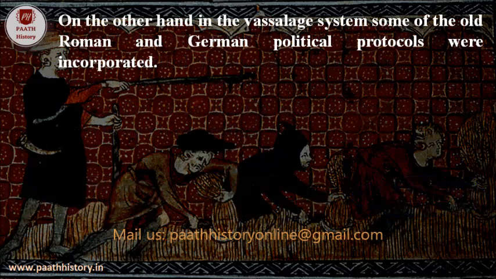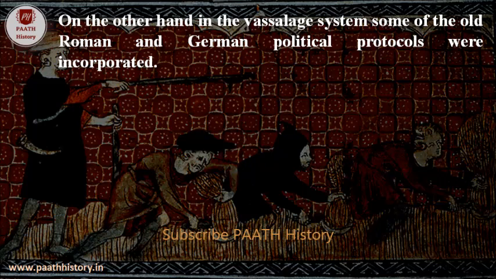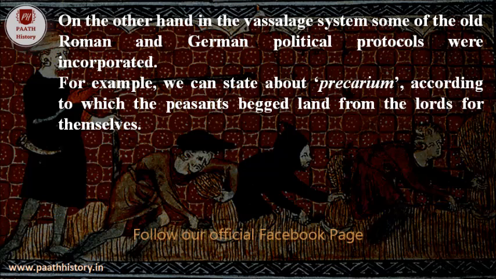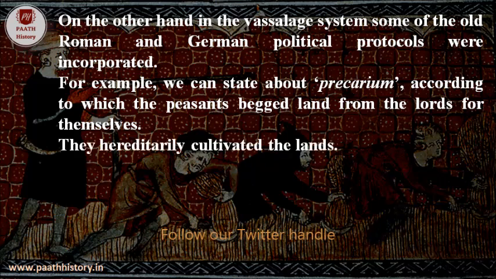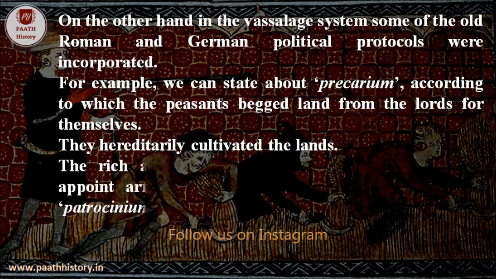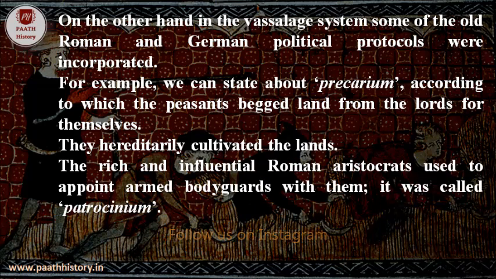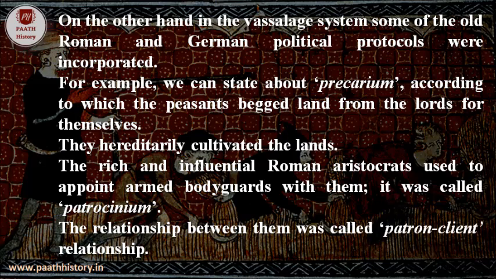In the vassalage system, some of the old Roman and German political protocols were incorporated. For example, we can mention precarium, according to which the peasants begged land from the lords for themselves. They hereditarily cultivated the lands. The rich and influential Roman aristocrats used to appoint armed bodyguards. It was called patrocinium. The relationship between them was called the patron-client relationship.